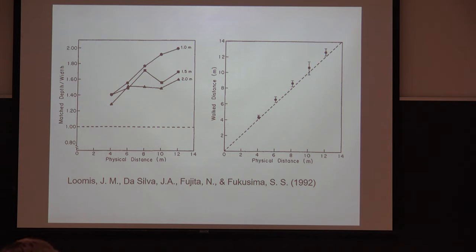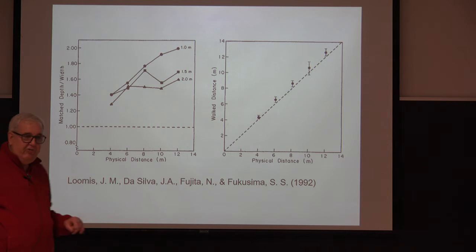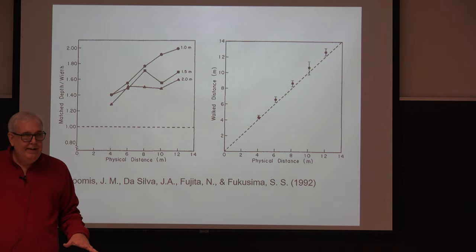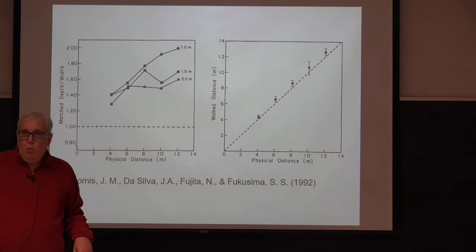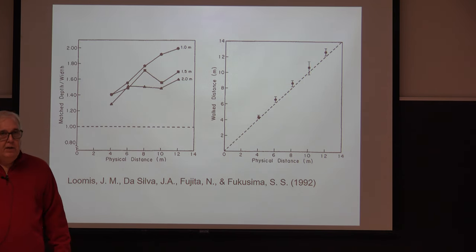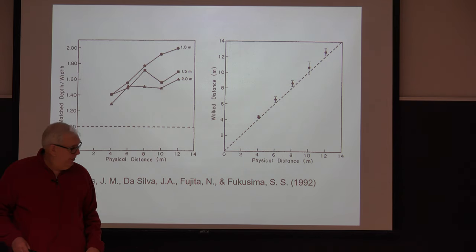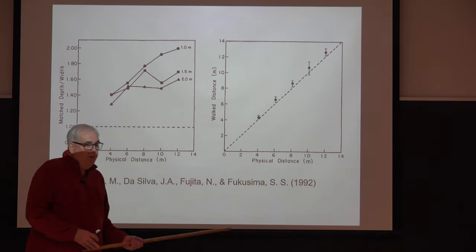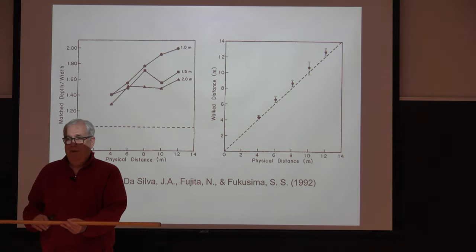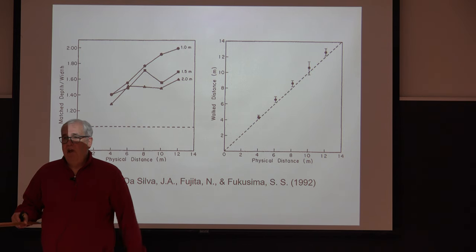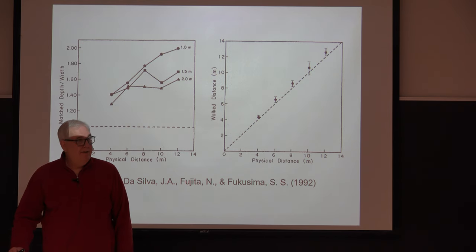But now here's the problem. Let's change the experiment a little bit. Instead of walking to a target on the ground, we'll have two lines. We have one that's arranged like this, and one that's arranged like that on the ground. And what the subjects have to do is judge what's the ratio of those two lengths.